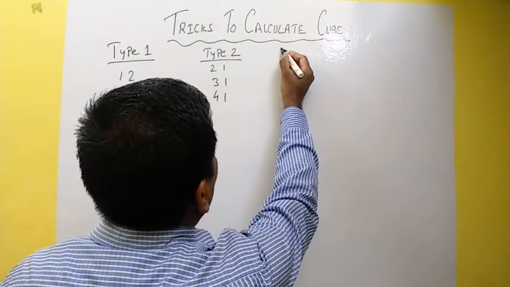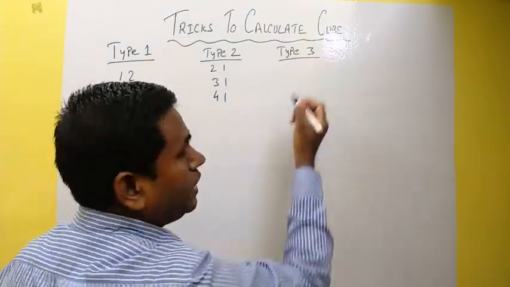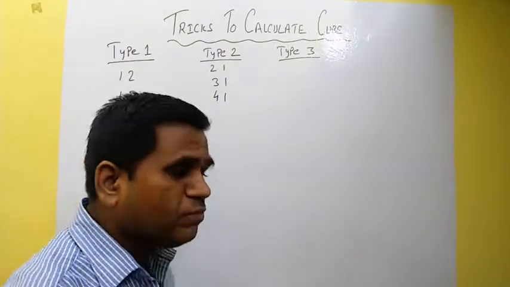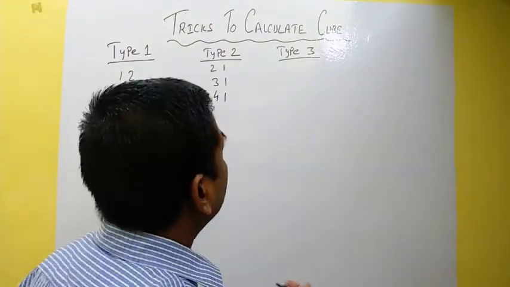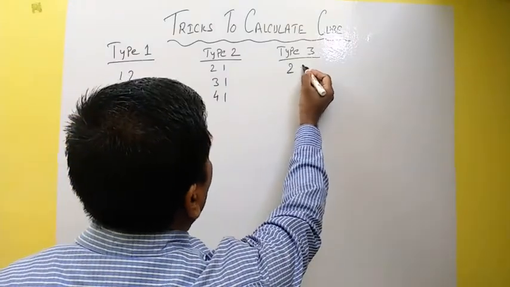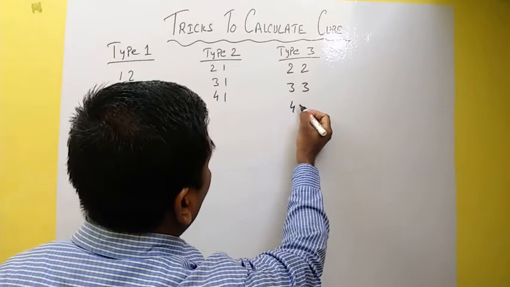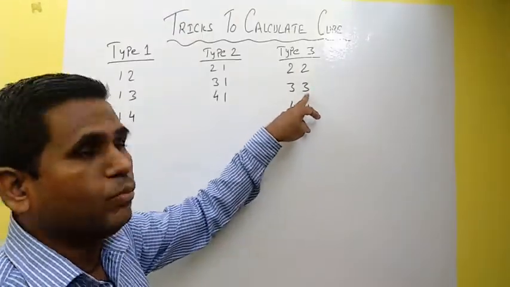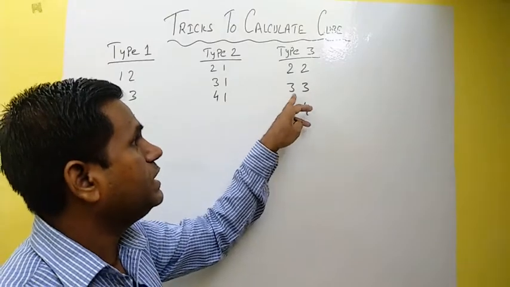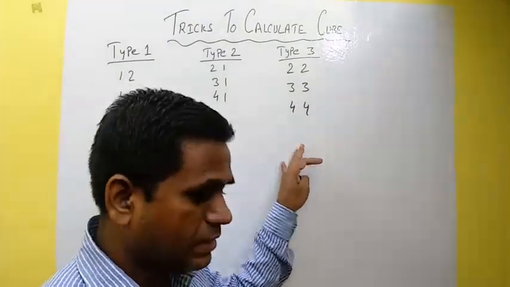Coming to the next type, we have type 3. In type 3 we will have the numbers which have the same digits. For example, 22, 33, 44. You can see that both at the unit place and tens place, the same digit is there. So these types of numbers come in type 3.